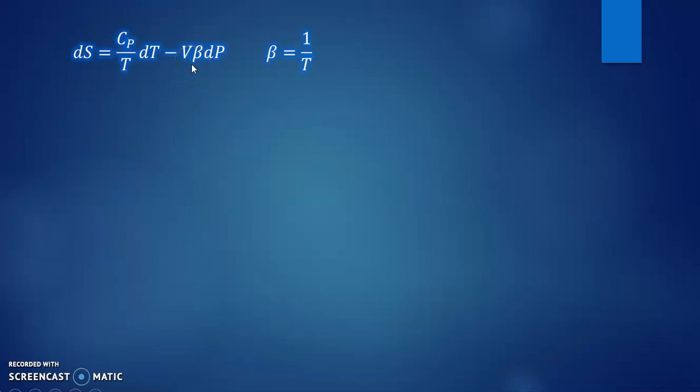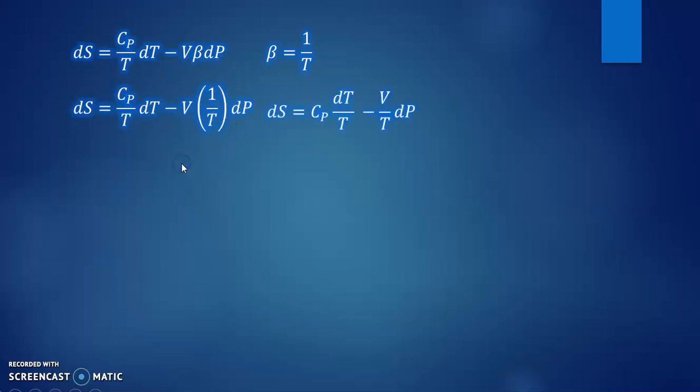In a previous video, also, you can watch the link in the description, we know that beta is equal to 1 over T for an ideal gas. So we can replace this value in here. We have it in here. Simplifying a little bit more.